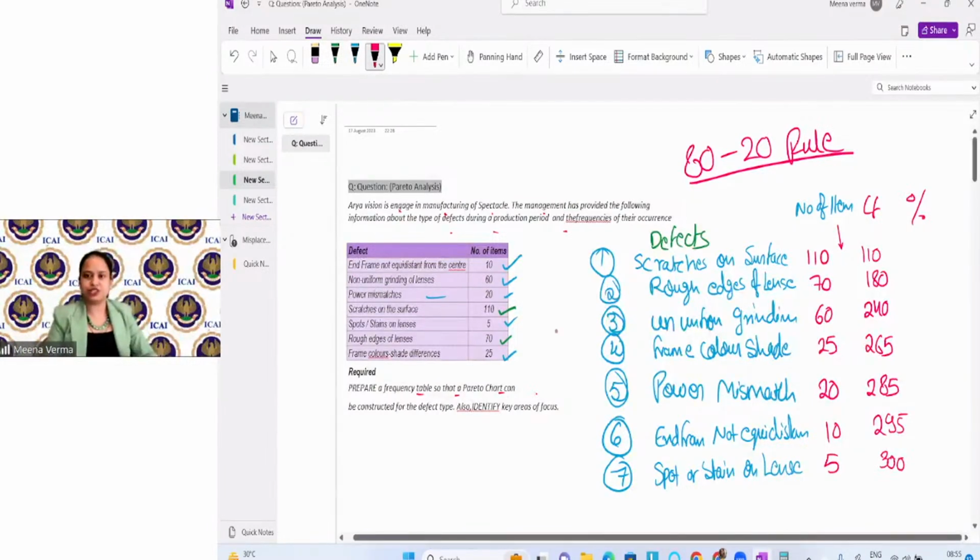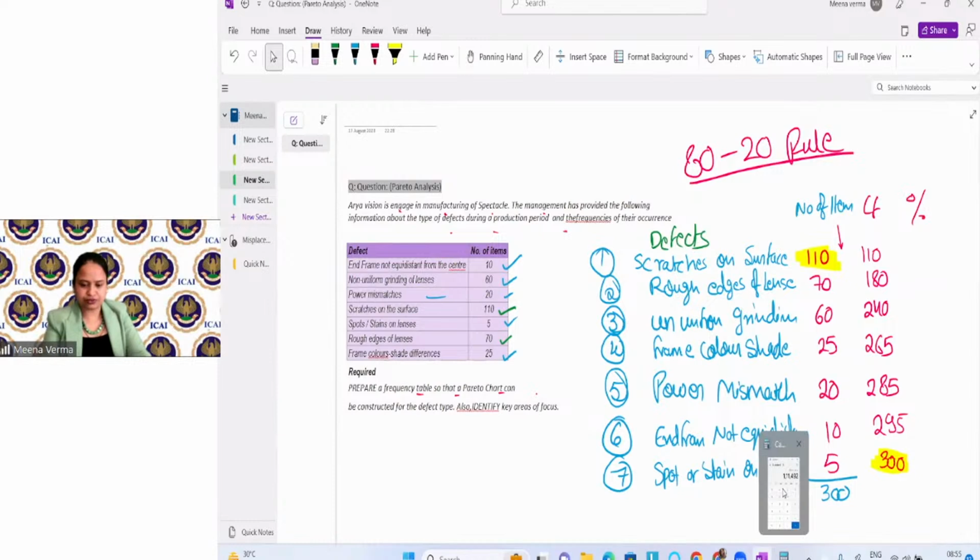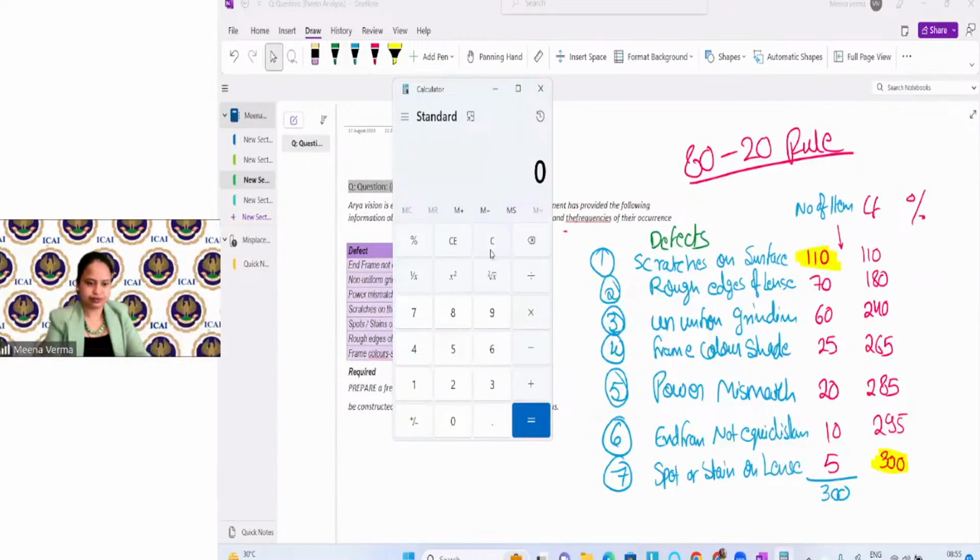Now see the percentage. How will you find the percentage? 110 divided by total value. You can see the total value is coming to 300 if you add them, and we have taken the cumulative also. So 110 divided by 300. See the value. This is 36.67%.